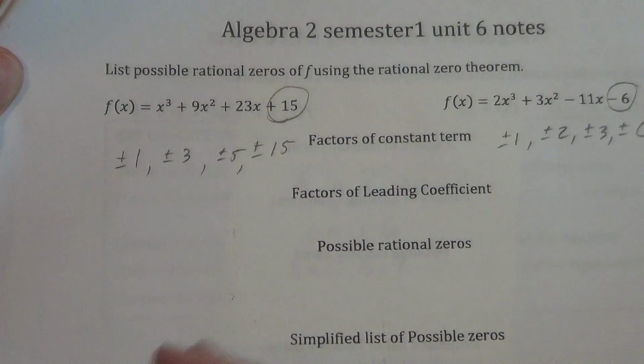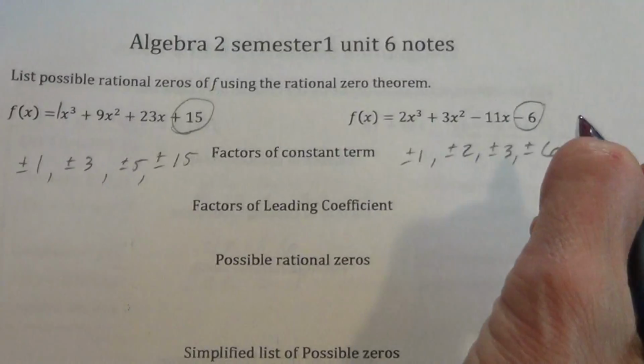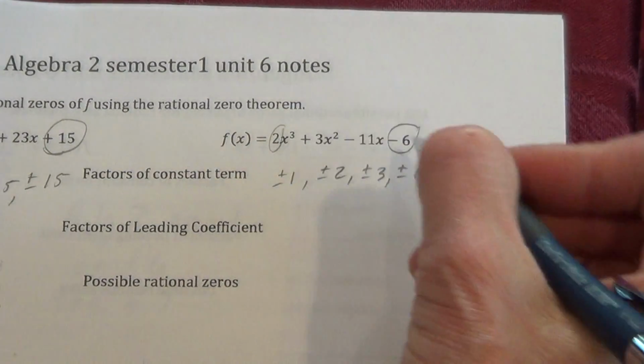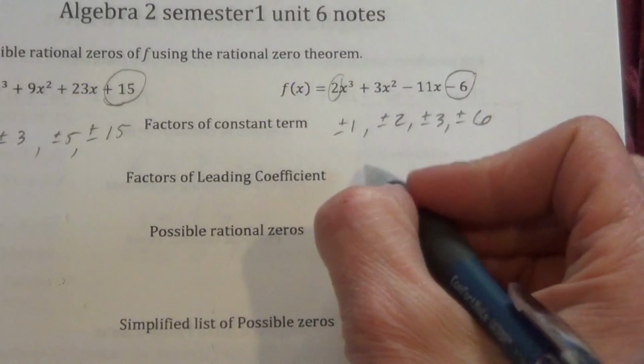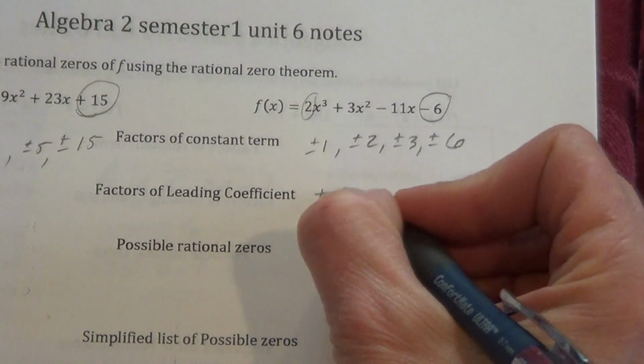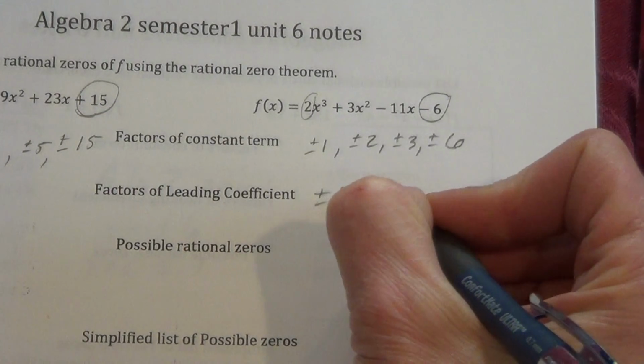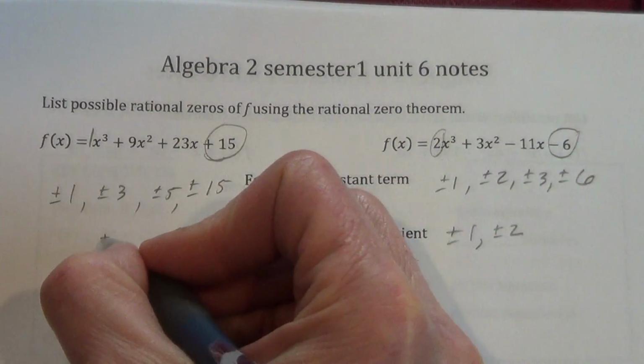Factors of the leading coefficient. Here it's 1, and here it's 2. So, for this one we would have plus or minus 1, plus or minus 2. Here we would just have plus or minus 1.